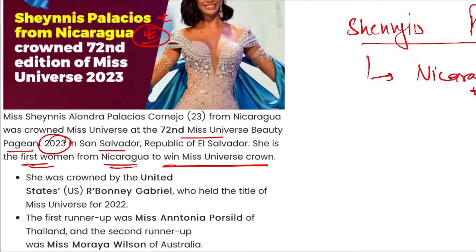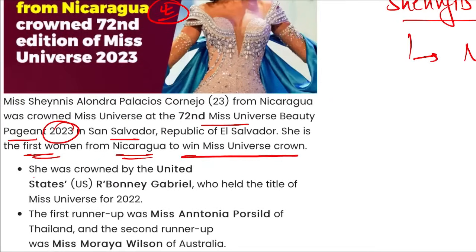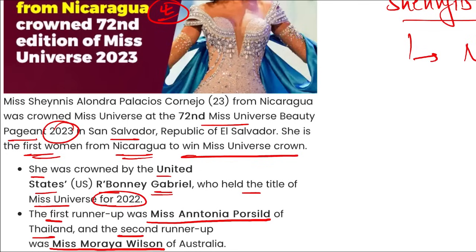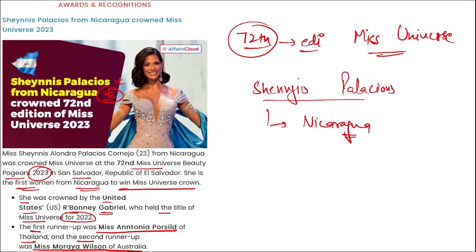Apart from this, friends, you can see here some other important points. She was crowned by United States' R. Bonnie Gabriel, who held the title of Miss Universe for 2022. Then first runner-up was Miss Antonio Paulsild of Thailand, and second runner-up was Miss Moriah Wilson of Australia. Both are important and you have to take a note of them, correct? So Shanice Palacios from Nicaragua was crowned Miss Universe 2023, and this was the 72nd edition of the Miss Universe.